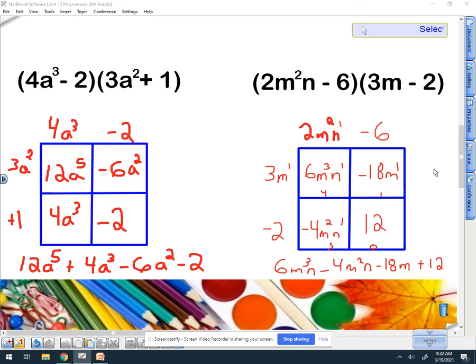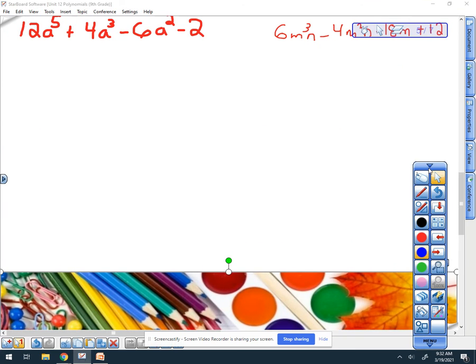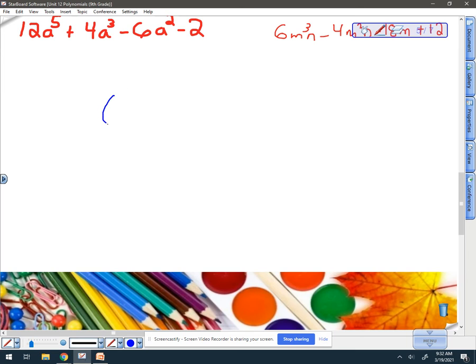All right, and then lastly, I'm going to make one up because I want you to see one like this. What if we have 2x plus 3 times 4x squared minus x plus 2. So this time we have a binomial versus a trinomial. So our box is going to look a little different.